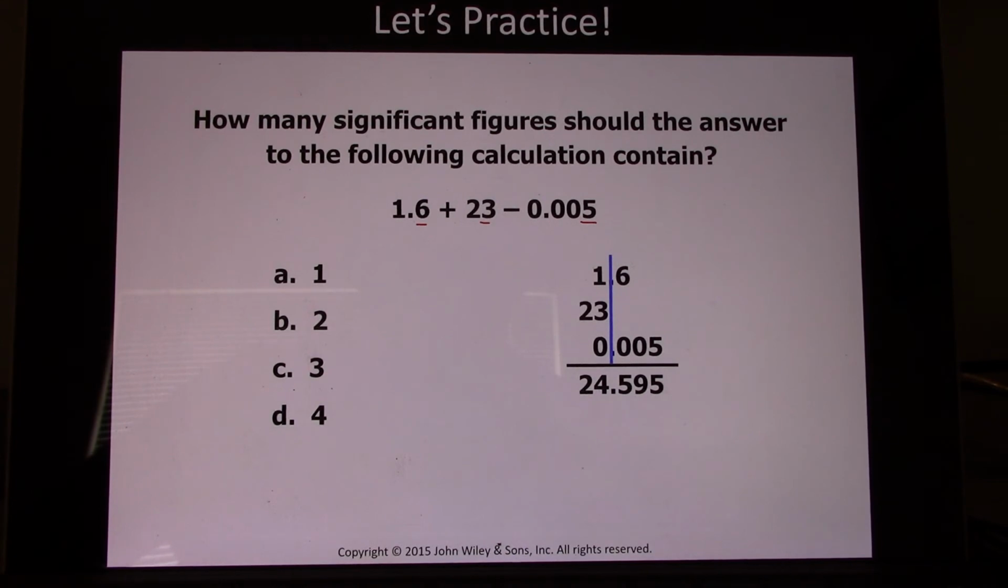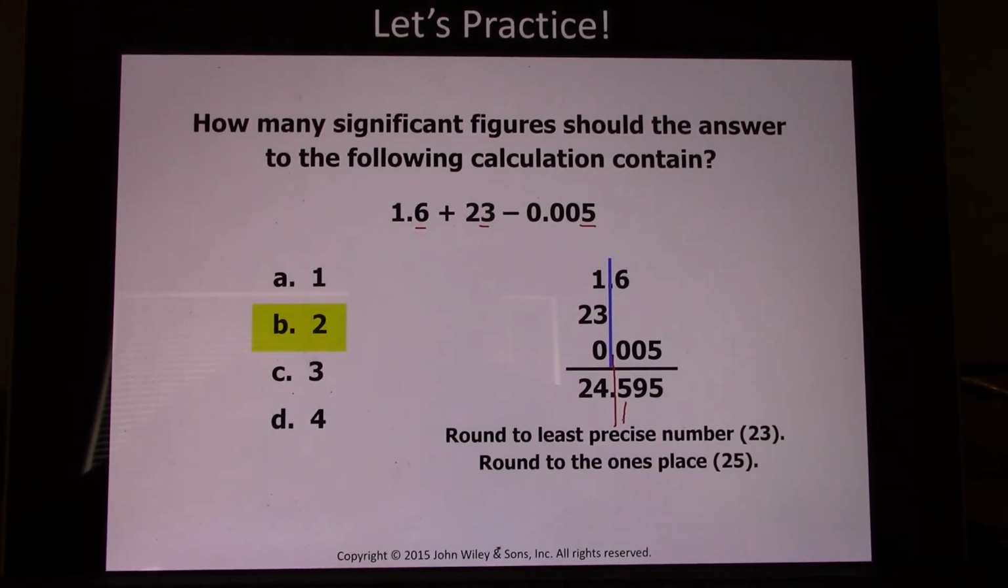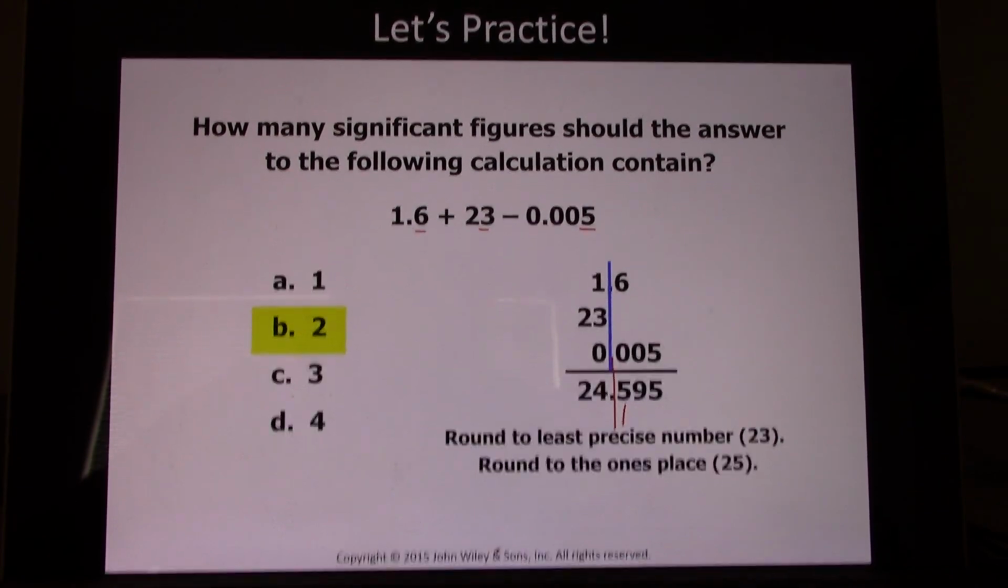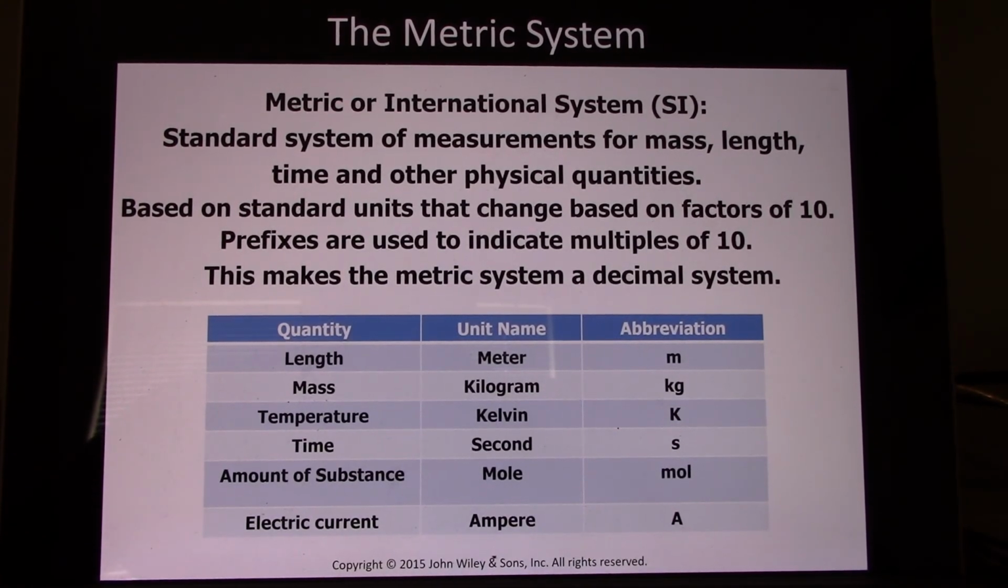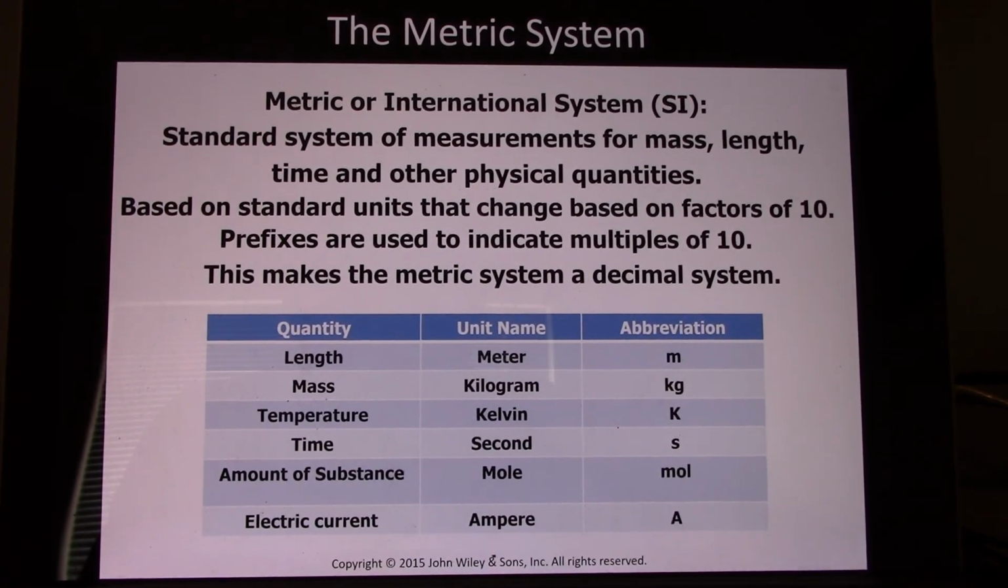But this is an addition-subtraction rule. And therefore, the answer must have the same precision as our least precise number, which was to the ones. So we round there. The first thing we're chopping off is 5 or greater. That means we round up to 25, and that'll be 2 sig figs. And that is the end of part 2 of chapter 2.